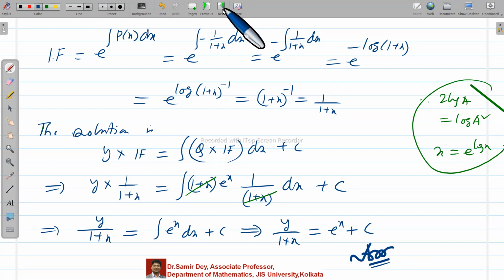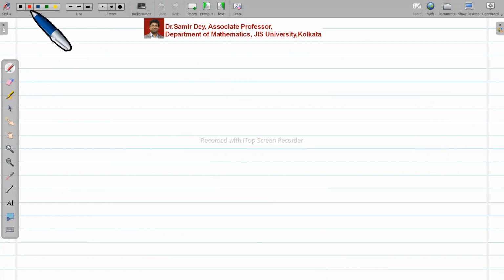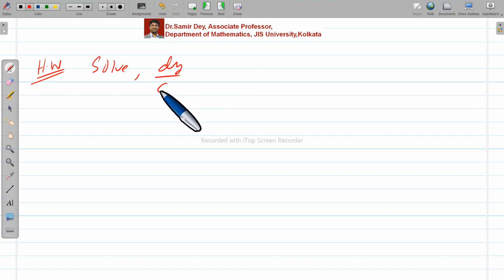Same process, try to follow for some homework. Now please write down your homework. I try to give one homework, at least one homework after giving one lecture. So please write down, solve dy by dx minus 1 by x of y is equal to minus 1 by x square. So this is the given homework.